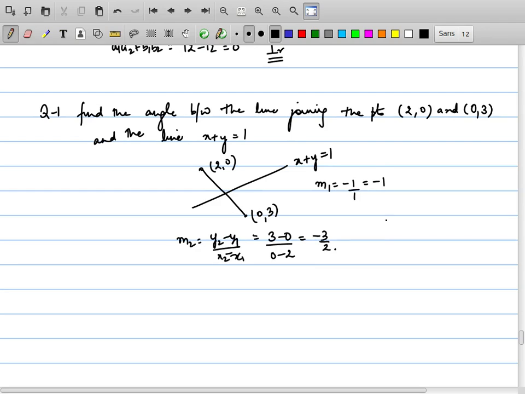Now, since we know m1 and m2, we can apply tan theta, m1 minus m2 upon 1 plus m1 m2. You can use m2 minus m1 or m1 minus m2. Since it is a mod, we'll get the same answer.